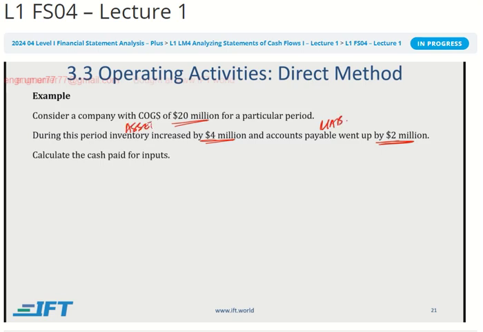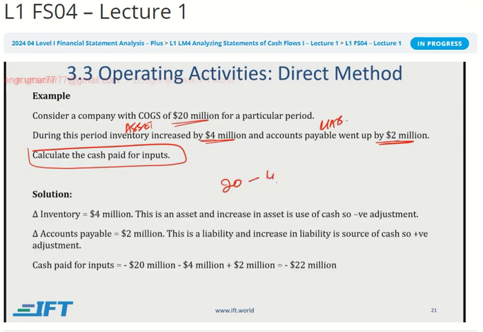And an asset going up is obviously bad for cash. A liability going up is good for cash. Now please reconcile it and tell me what is the cash paid for inputs. Asset going up is minus 4 million and liability going up is plus 2 million. So that will be 22.